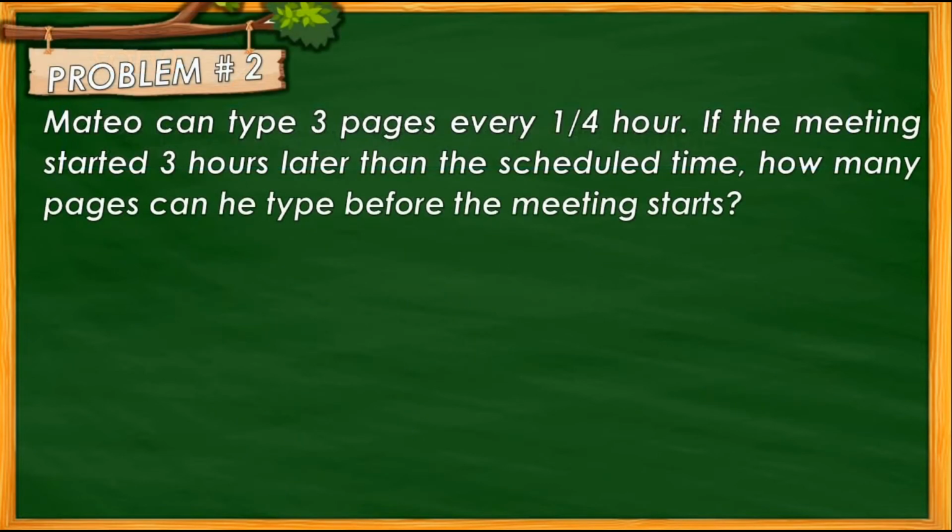Okay, next, let's proceed to problem number 2. Mateo can type 3 pages every 1/4 hour. If the meeting started 3 hours later than the scheduled time, how many pages can he type before the meeting starts? So let's solve using the listing method.